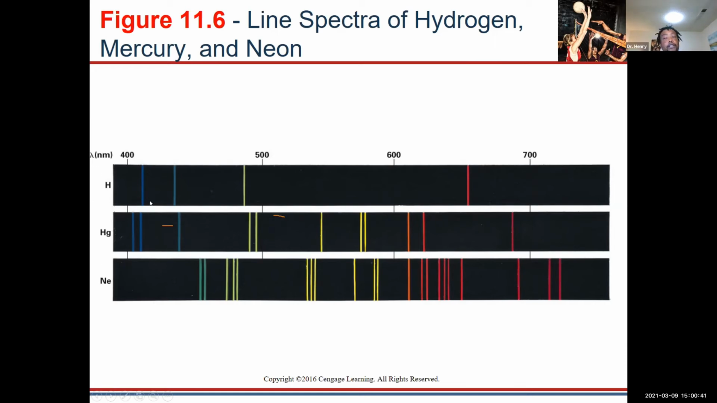And so do they look alike? Not really, right? So hydrogen has 4 that you can see, 4 very discrete lines. You have a blue, cyan, lime green, and red, right? And mercury has 2 blues, 1 cyan, 2 lime green, and 3 yellows. And so they're very discrete in terms of what they have.